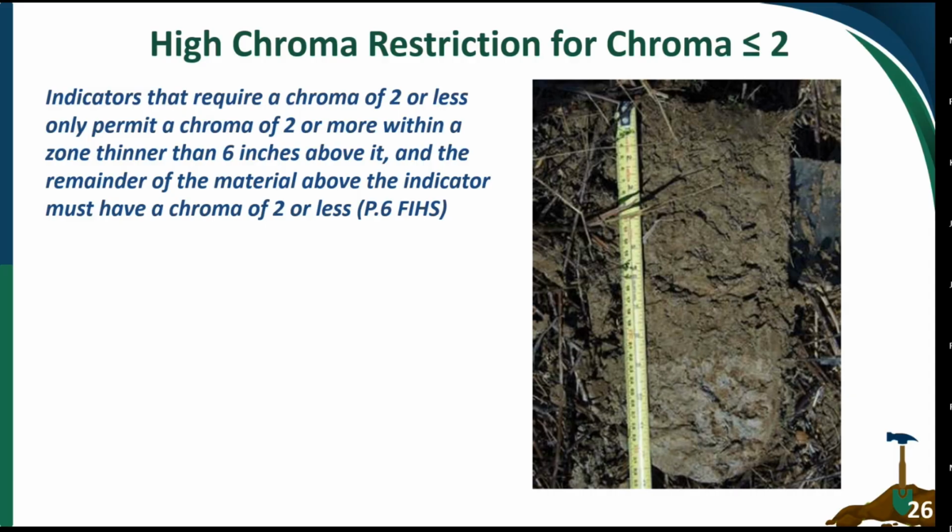So in this picture, which comes from the book, this profile, if you just looked at it and compared it to F3, it would meet the F3 requirements for depleted matrix. However, since the upper portion of the profile contains a layer with chroma of more than 2 that is more than 6 inches thick, as a result, the requirements of indicator F3 depleted matrix cannot be met.